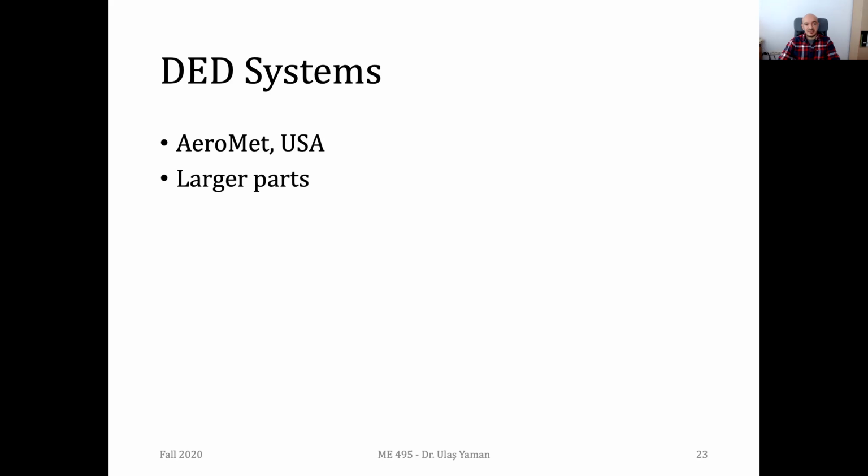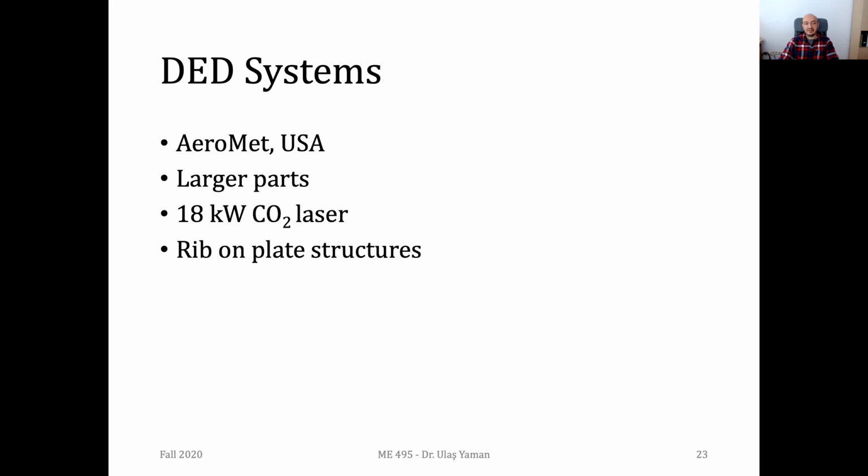We have another company. This company is focusing on printing larger parts or coating larger parts with direct energy deposition. Obviously, they need to use a high power laser, around 18 kilowatts. For instance, they may print some ribs on an existing structure. So you have a huge part and you need to have kind of ribs. This is a nice process for this machine.